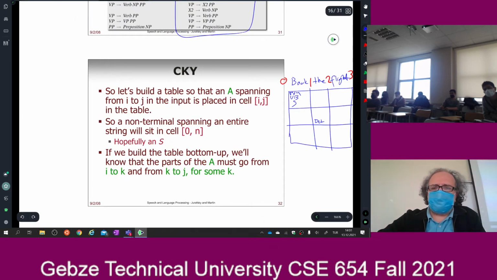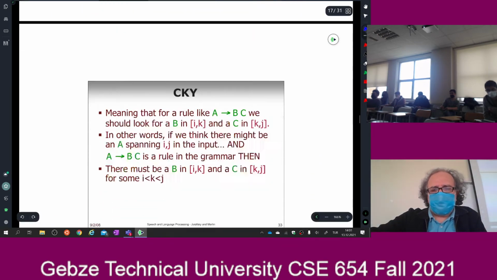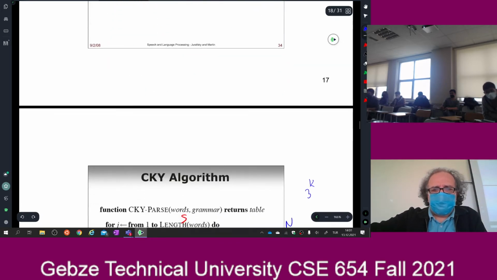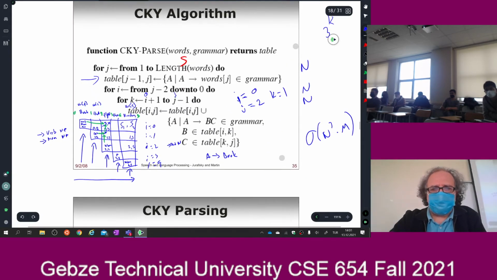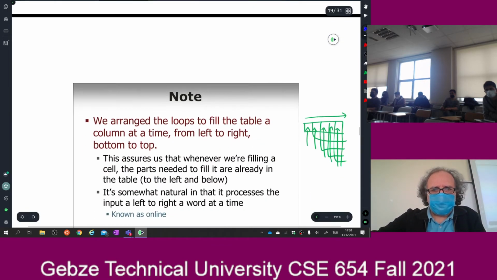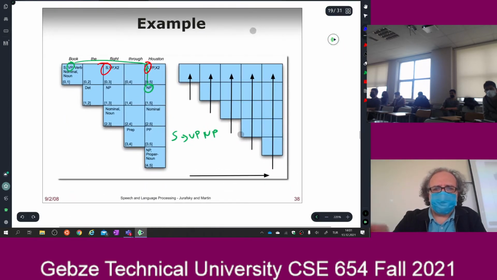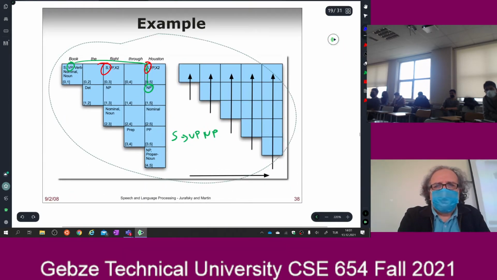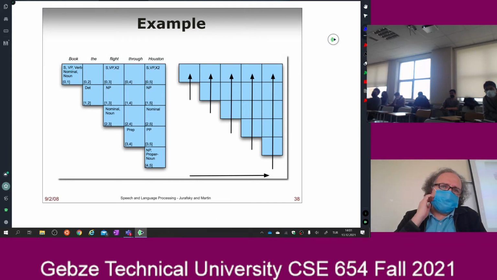Let's run this in a real example, and we are going to see how that works. This is the complete algorithm itself. Let's ignore this algorithm for now, because it will be difficult to follow it without seeing the example. Let's see the example, okay? Okay, so this is the book the flight through Houston. That's the sentence. Let's write the sentence actually.